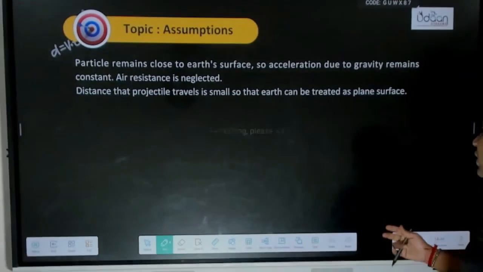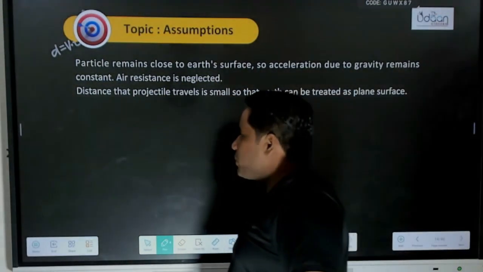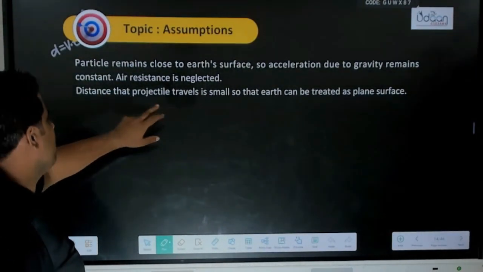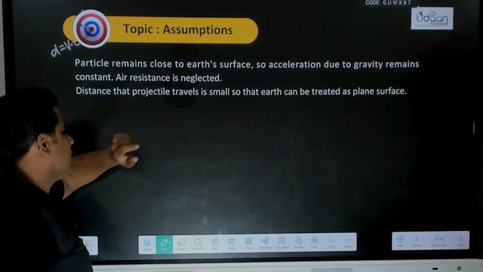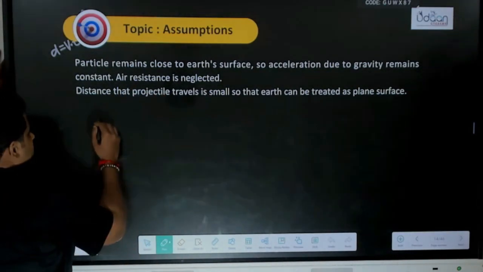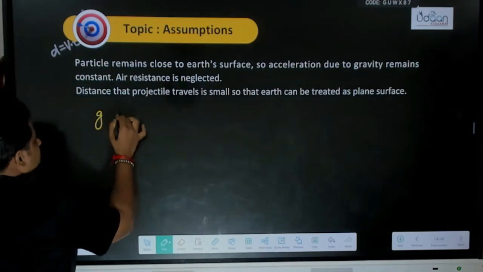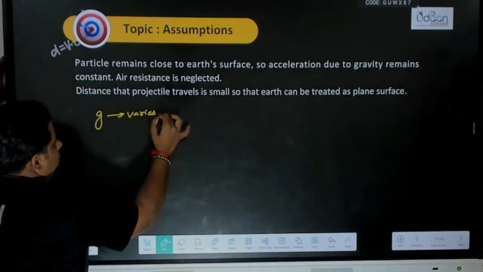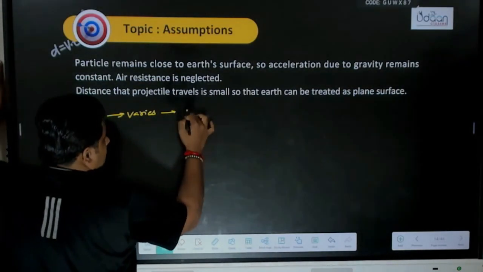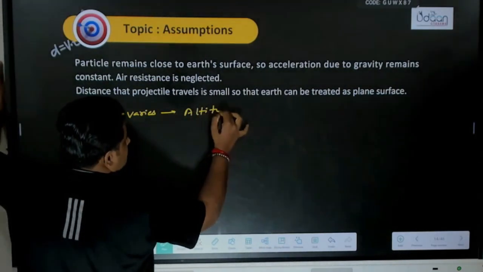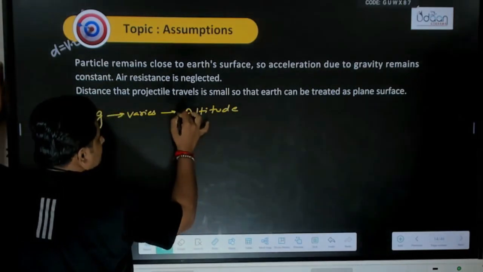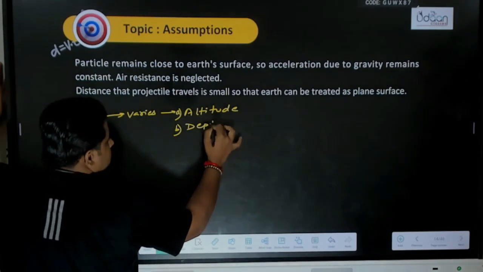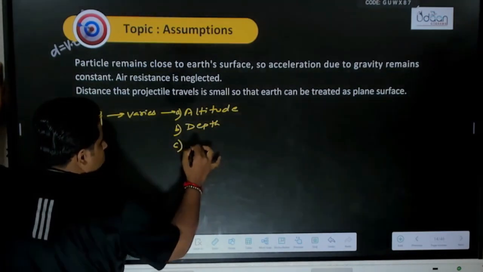Assumptions. What are the assumptions? See, the particle remains close to Earth's surface, so acceleration due to gravity remains constant, and air resistance is neglected. One thing: acceleration due to gravity varies with altitude. Altitude means height. You have already covered it in class 9th in fact. It will vary with depth as well. It will vary due to rotation as well.